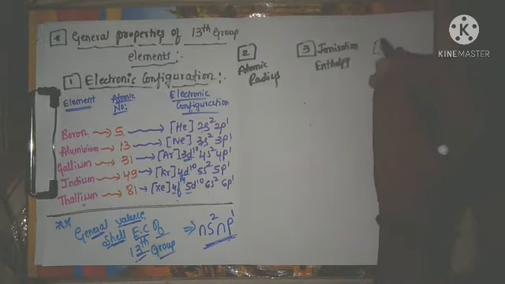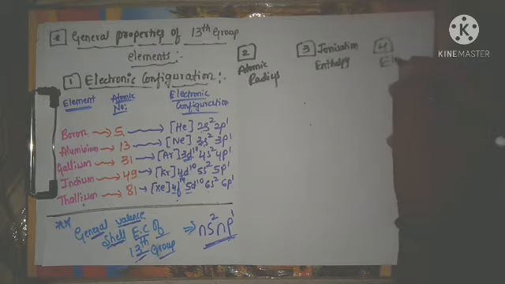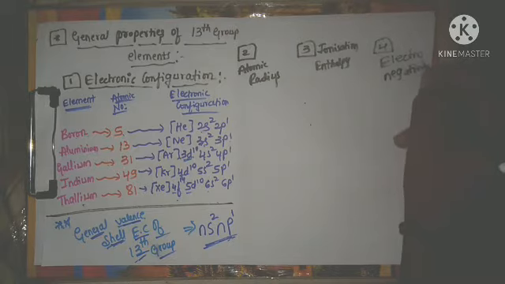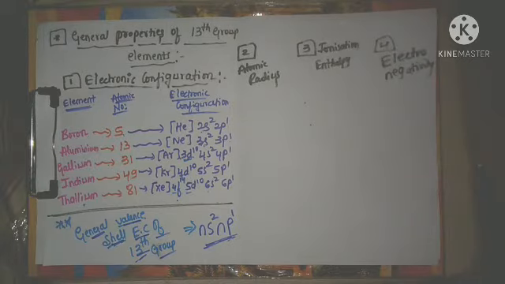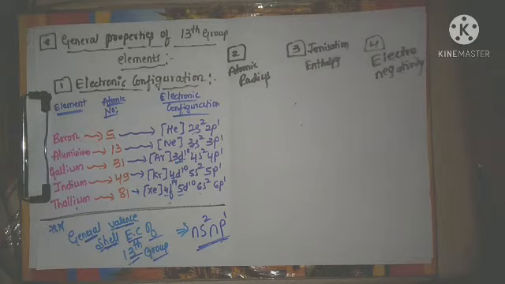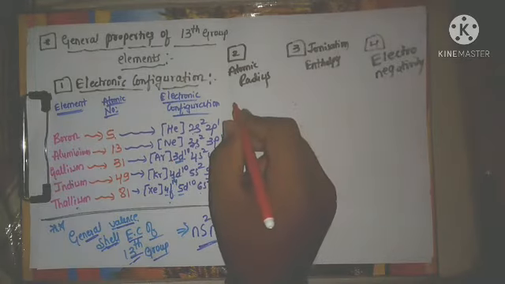Here I want to take the last one, that is electronegativity. Now just check here. I want to discuss this one. First I will discuss the atomic radius. What are the elements for atomic radius?